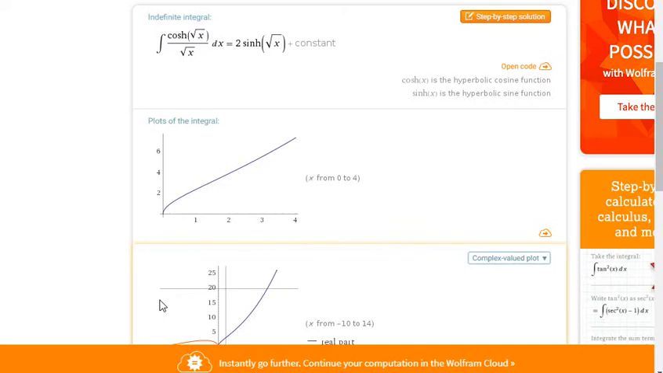U substitution, good. What is u going to equal? Yeah, u is going to equal cosh, and then du is going to be sinh. So u equals cosh, du is going to be sinh x dx. So that's our du over u squared.